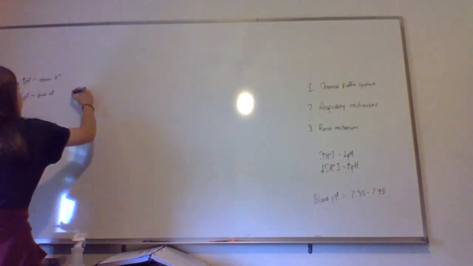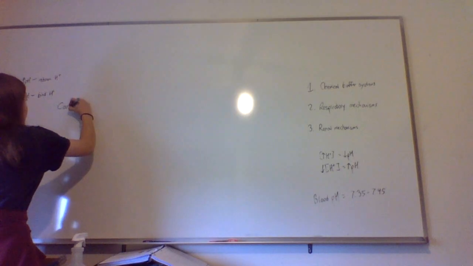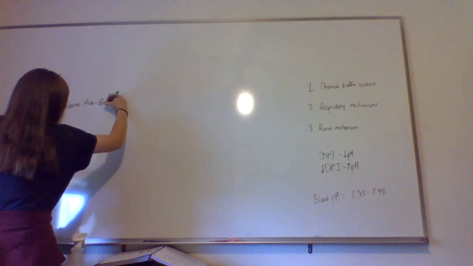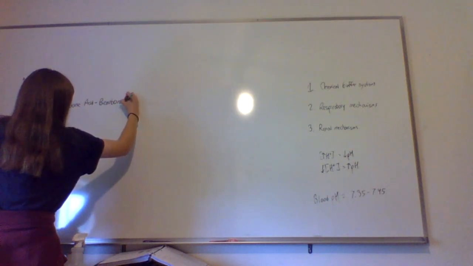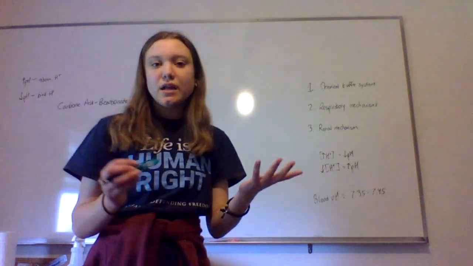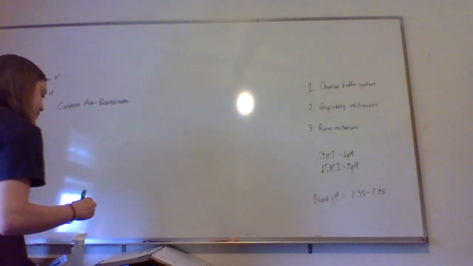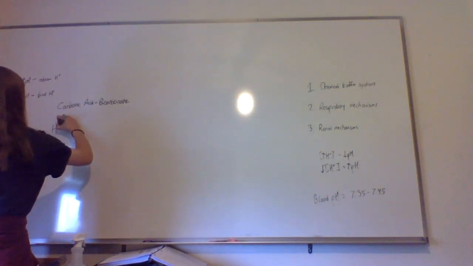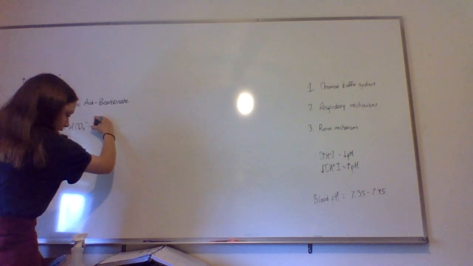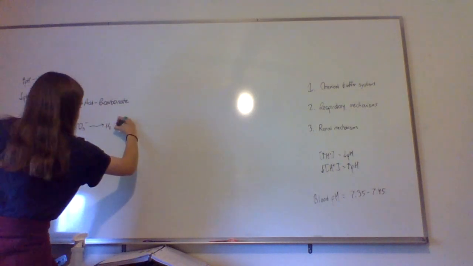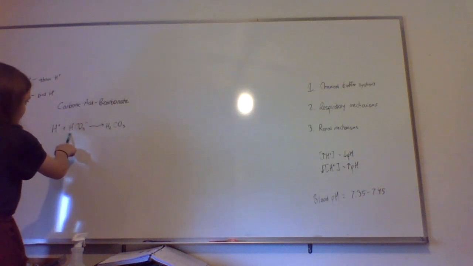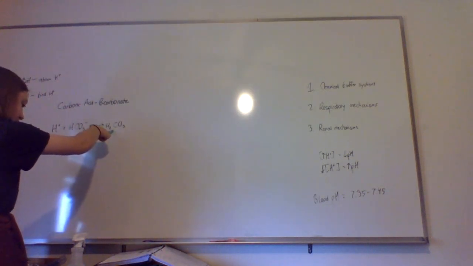Alrighty, so one of those buffer systems is the carbonic acid bicarbonate system. This is a pretty simple one that goes exactly with that rule about binding and releasing. So essentially we have this reaction, H plus plus HCO3 minus equals H2CO3. So this is hydrogen ions, this is bicarbonate ions, and that is carbonic acid.